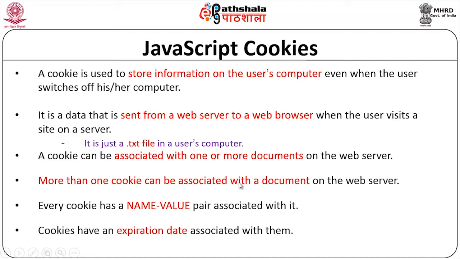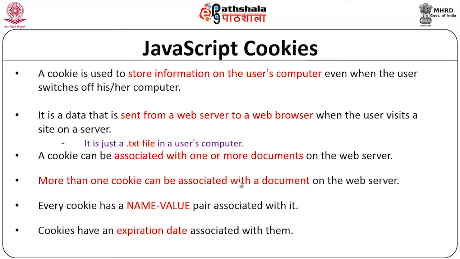Now, we can also work with JavaScript cookies. Cookies are used to store information on the user's computer, so that even when he switches off his or her computer, this cookie would remain stored on the user's computer. So, it is a text file. The cookie is a text file. This cookie would be helpful for the web server to remember the user.